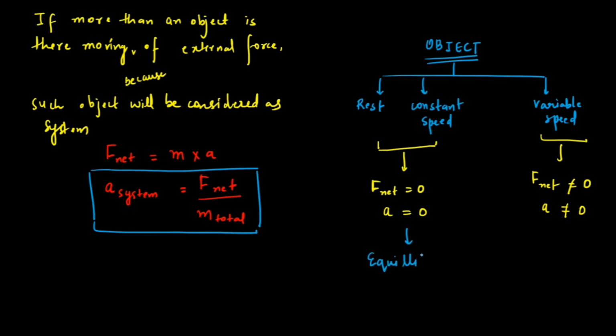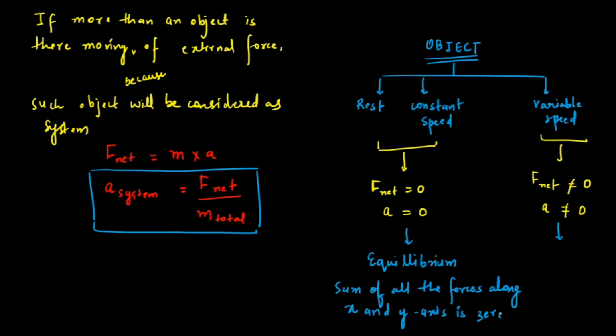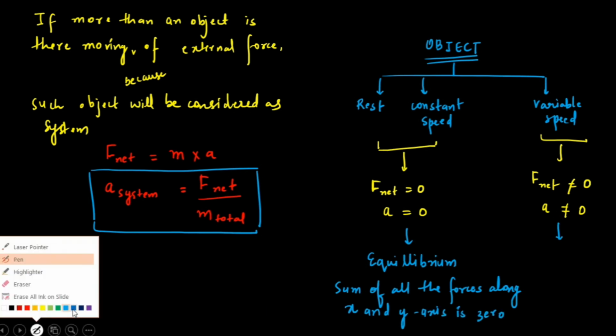This is another state of an object called equilibrium, which says that when an object is experiencing net force as 0, it is in equilibrium. That means the sum of all the forces along the x and y axis is 0. This is what the term equilibrium means.